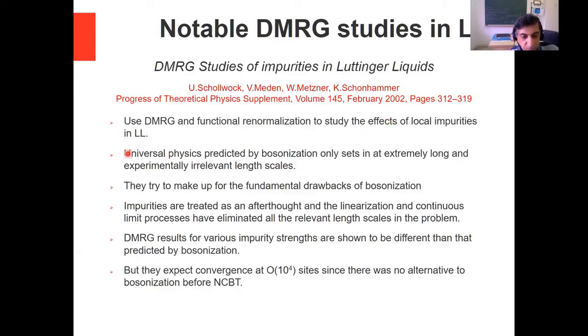And what they conclude is that the universal physics predicted by Kane and Fisher only sets in at extremely long and experimentally irrelevant length scales. So this is an important point they make, that they are actually not able to reproduce the universal physics produced by conventional bosonization. You can see this in the plot. Okay, I'll get to that plot later.